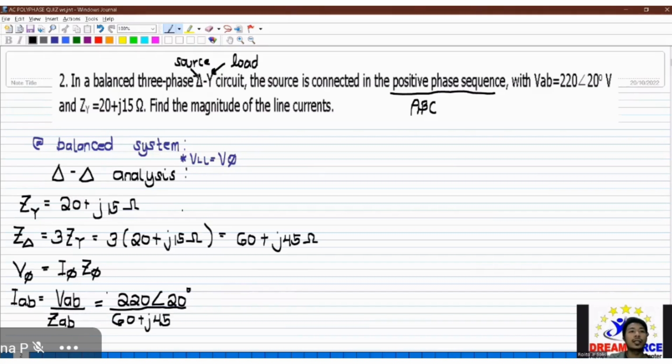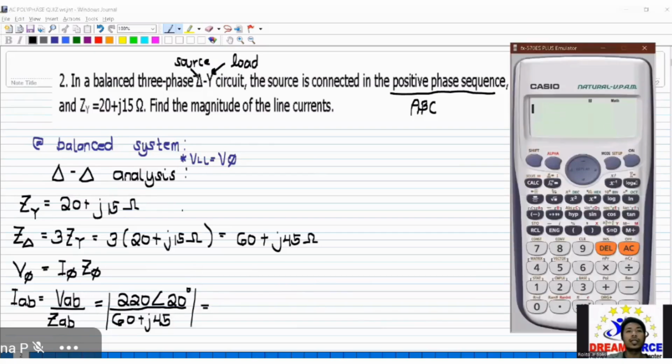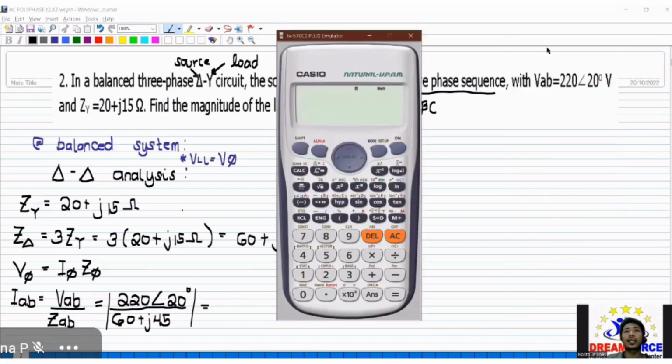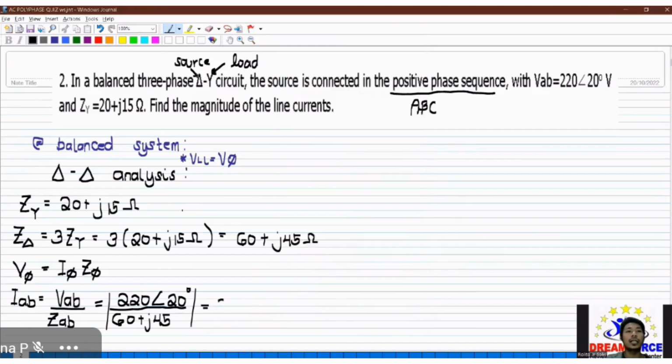What we need is only the magnitude, so just take the absolute value of that equation and calculate. We have the magnitude of 220 angle 20 divided by 60 plus j45, and that would be 2.93 amperes. But take note, engineers, that is not yet our final answer.